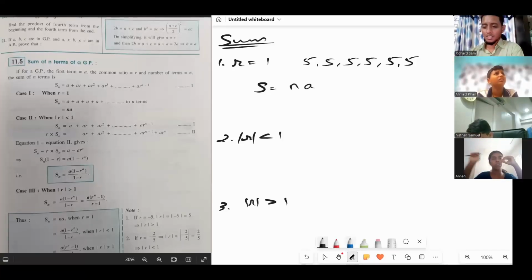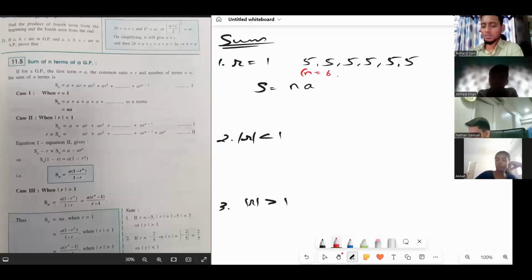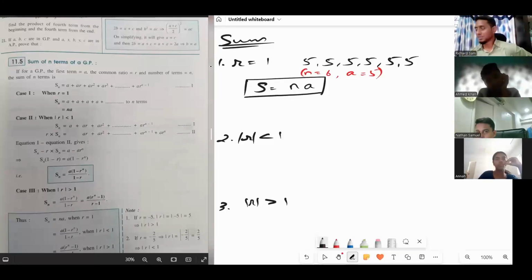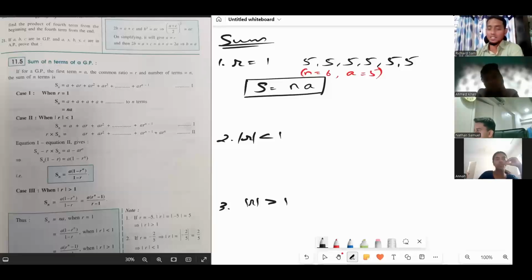Correct, no? In this, what is n? N is 6. There are 6 terms. And a, the first term, is 5. So you multiply n into a, you will get the sum. Correct? So this is the formula that we'll use if r is 1, which never happens. You'll never get a GP like this. But in case there is, then this is the formula.